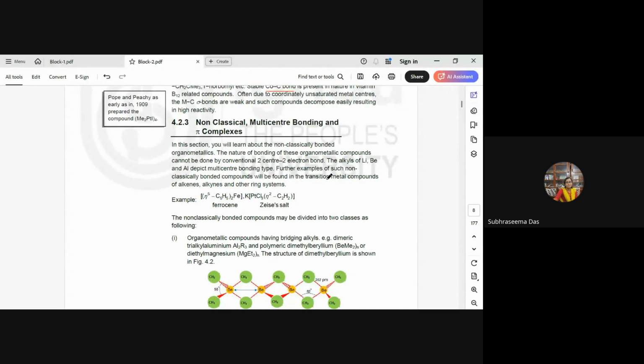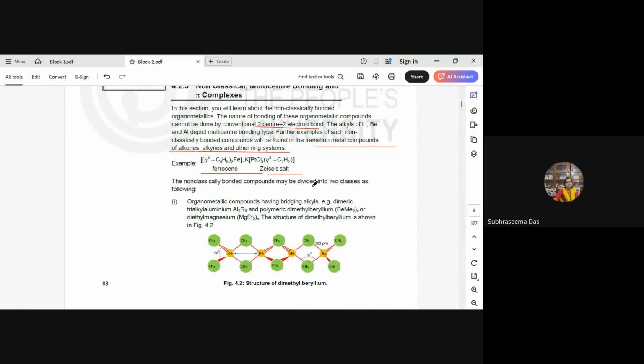The nature of bonding in such organometallic complexes cannot be understood by the 2C2E bond alone. The alkyls of lithium, beryllium, and aluminium depict multi-center bonding types. Such non-classically bonded compounds are mostly found in the transition metal compounds of alkenes, alkynes, and other ring systems. Common examples are ferrocene and Zeise's salt. They are non-classical organometallic compounds. Such compounds have been divided into two types.